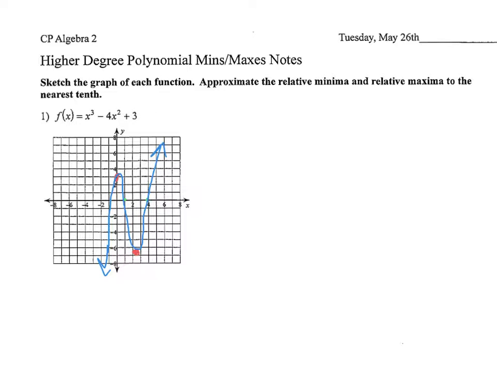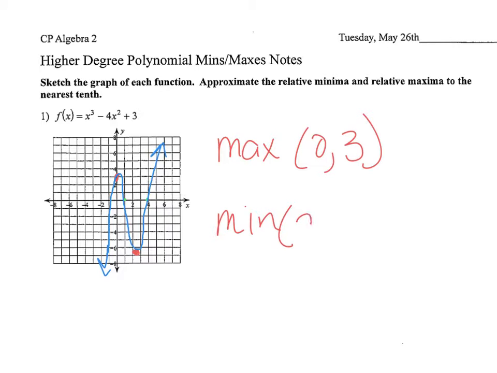Round to tenths, as the directions say, and you'll see that the maximum, this maximum right here, calculates right at 0.3. And you'll see that that minimum down at the bottom of the roller coaster down here calculates rounded to 2.7, -6.5. And that's all you have to do to find those mins and maxes.